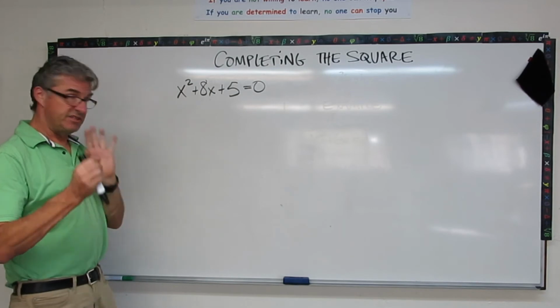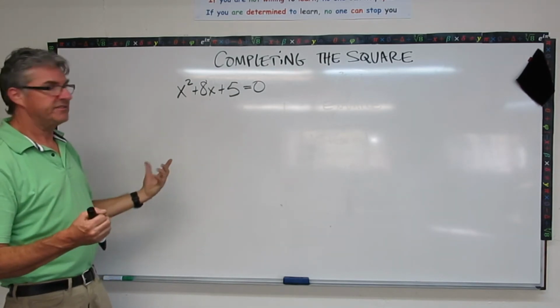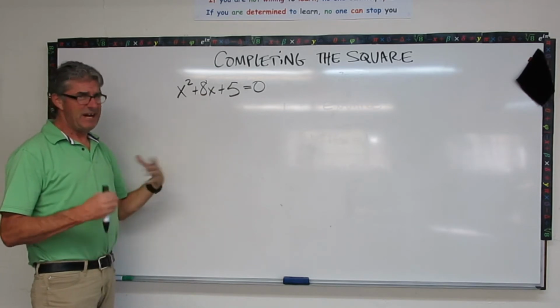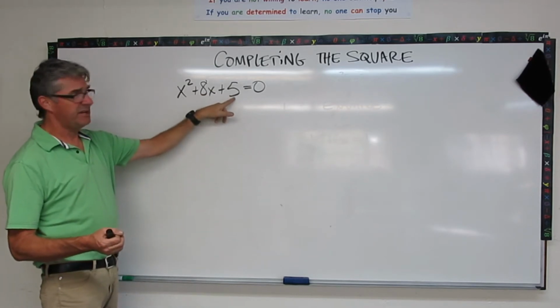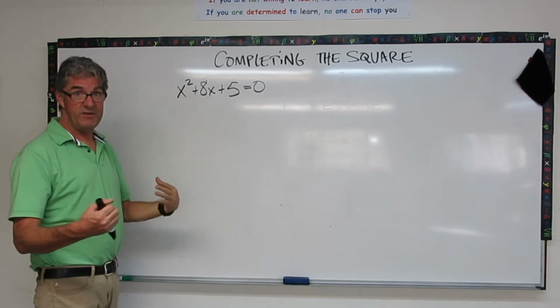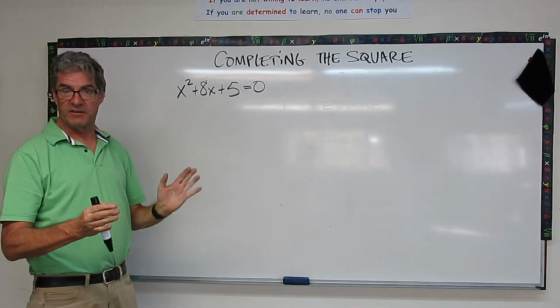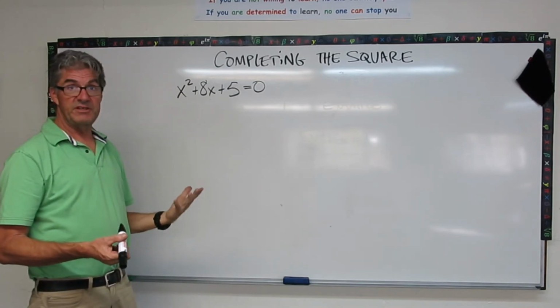Okay, let's just check. It never hurts. Could I factor this? Two numbers that multiply to 5 that add to 8. Not integers. Really the only way to get to 5 is by 1 times 5. And there's no way I can combine 1 and 5 to get 8. So I can't factor this. So let's do the complete the square.